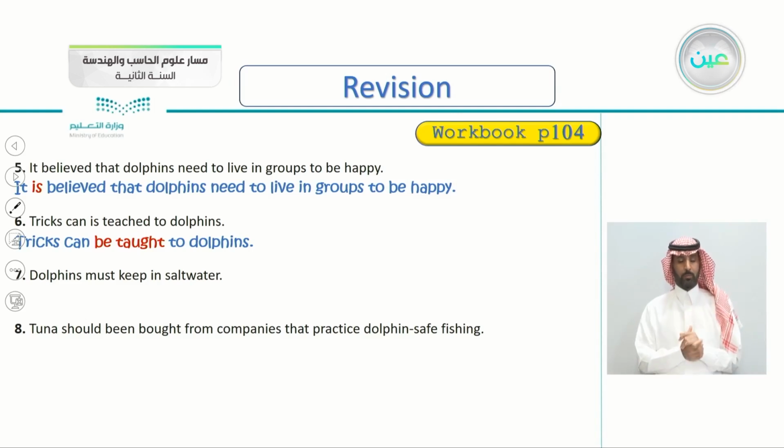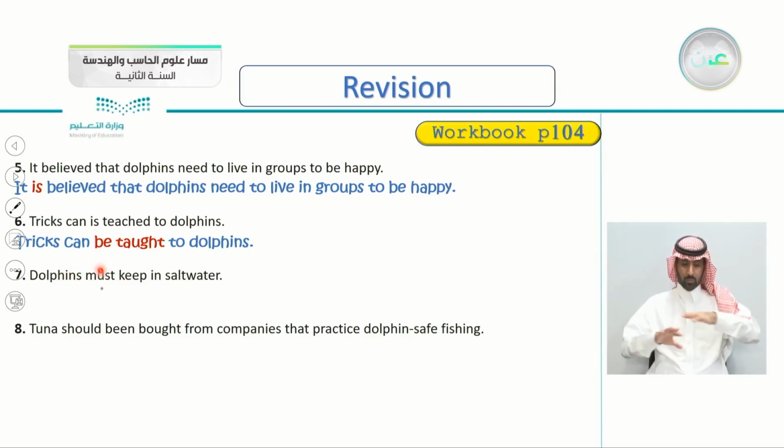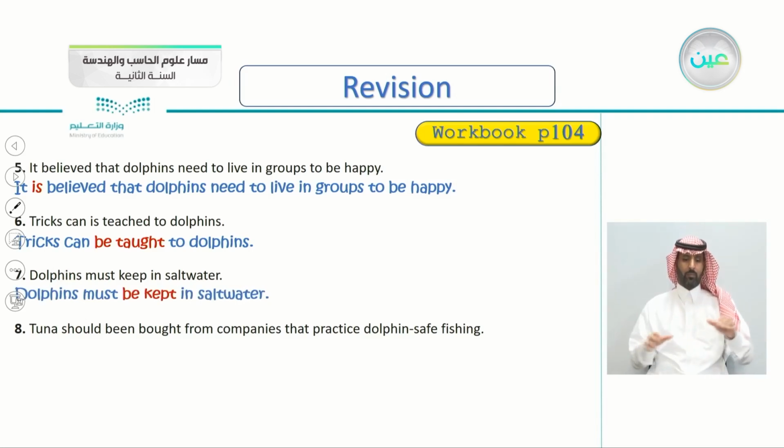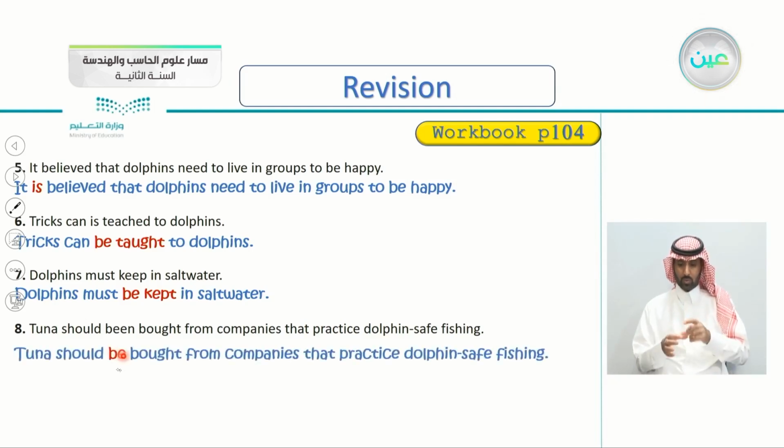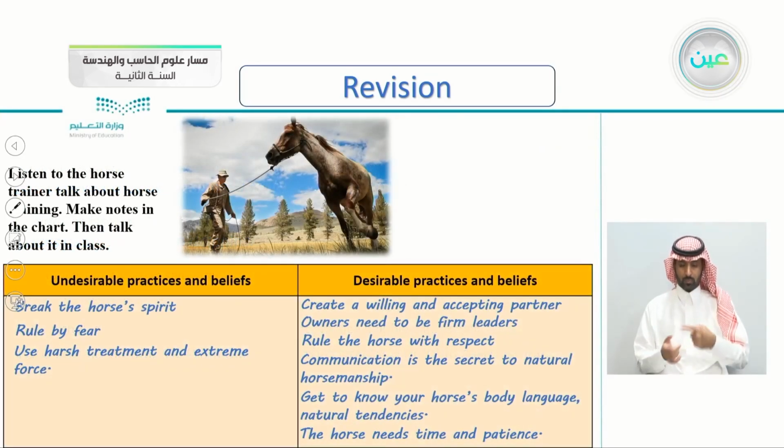Number 7, "Dolphins must keep in salt water." So the correct one is: dolphins must be kept in salt water. Very good. Number 8, tuna should be bought from companies that practice dolphin-safe fishing. Very good. Tuna should be bought. And this is what we have taken previously in our listening.